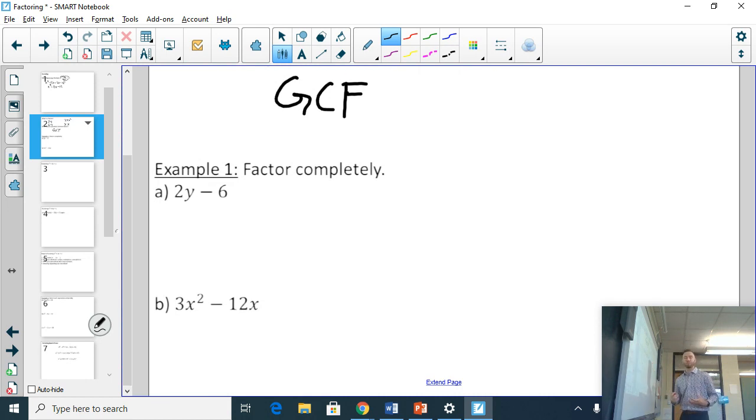So, factor completely. I'm looking at both of these things and I'm saying, what can I take out of that? Here I see that 2y is divisible by 2 and so is negative 6. So I'm going to take a 2 out, and that's going to leave me with y minus 3, because 2 times y would be 2y and 2 times negative 3 would be negative 6. So that's all that one is.